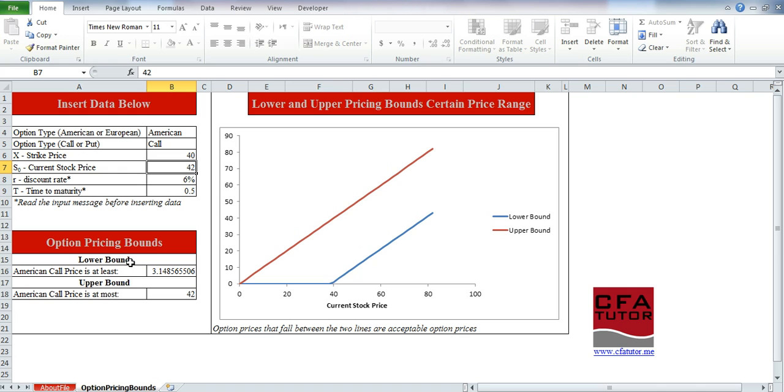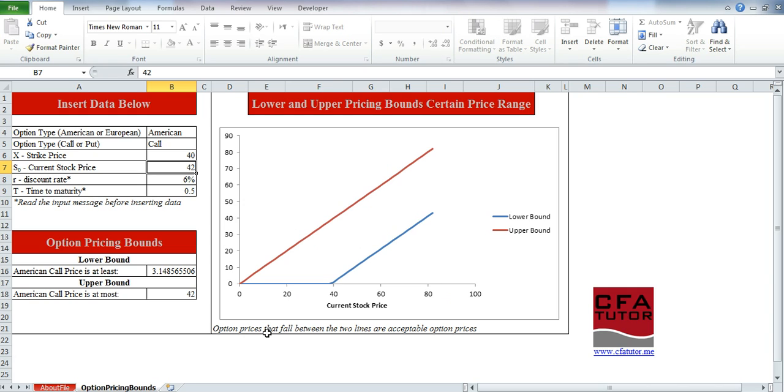You will have the lower bound. It will tell you that an American call price is at least 3.14 and at most 42. And this graph over here will show you the lower and upper pricing boundaries for a certain price range. It's showing you basically from 0 to 100, if the price was somewhere between 0 and 100, what would the lower and upper pricing bounds be?